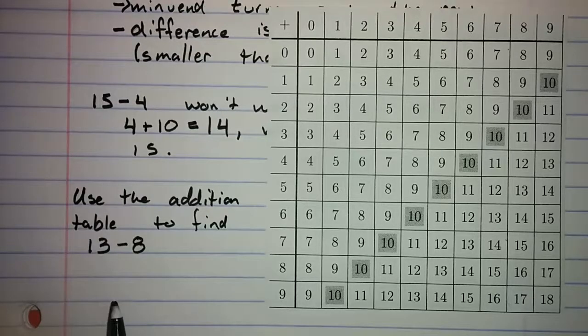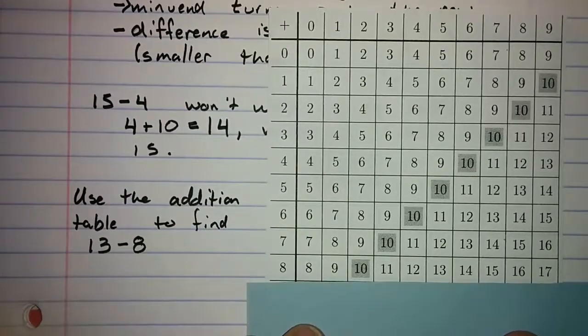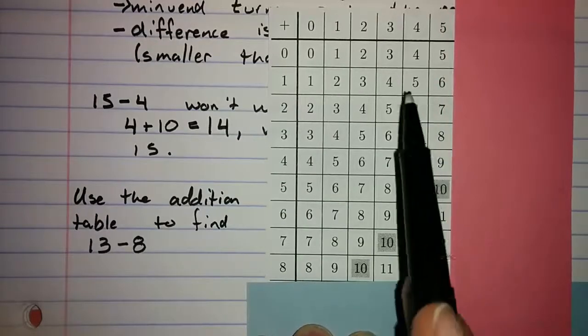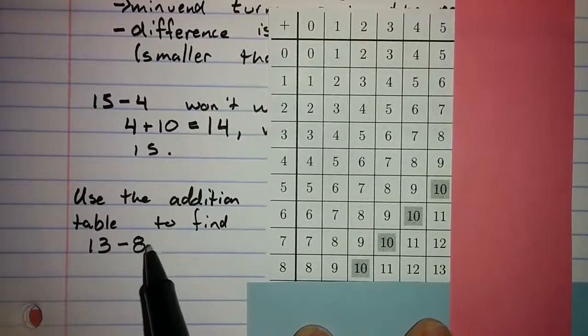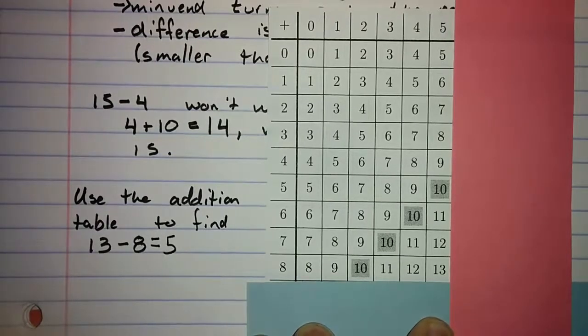Okay, so we want to answer the question 8 plus what is 13? So we go to the 8 row, and in the row we find the number 13. There it is. Looking up, I see that it's in the column labeled 5. So 13 minus 8 is 5.